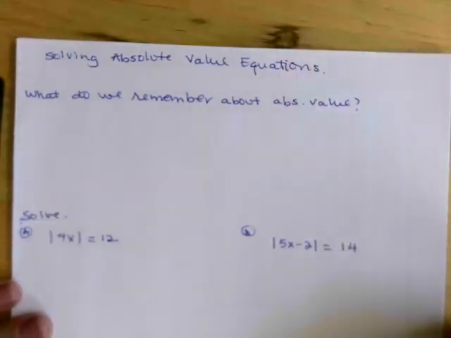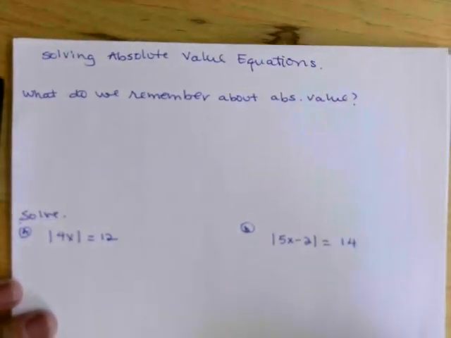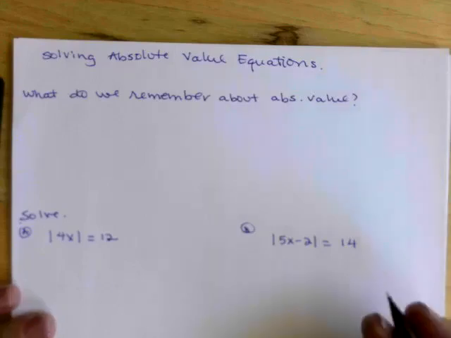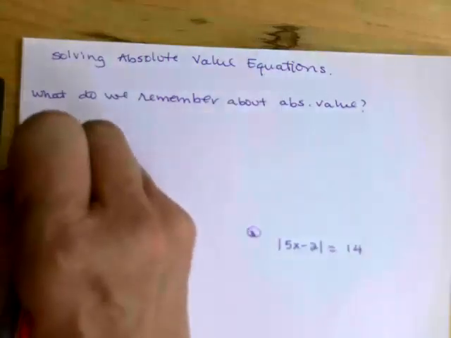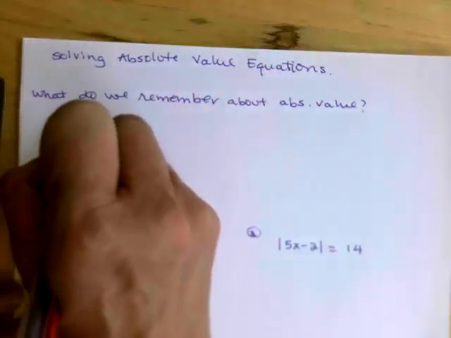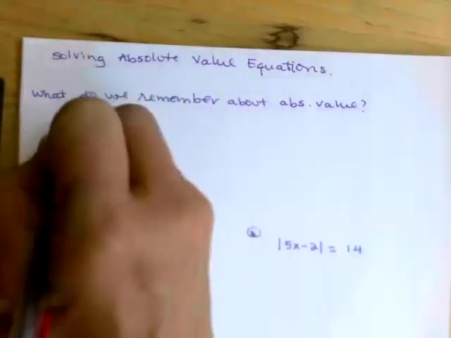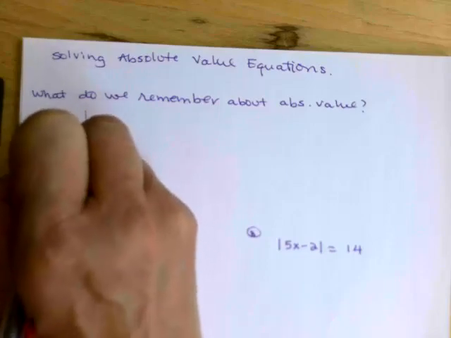Okay, so now we're going to solve some absolute value equations. So what do we remember about absolute values? What comes to mind? Remember the notation: they're the two parallel vertical lines, and usually there's a number or a letter in there.